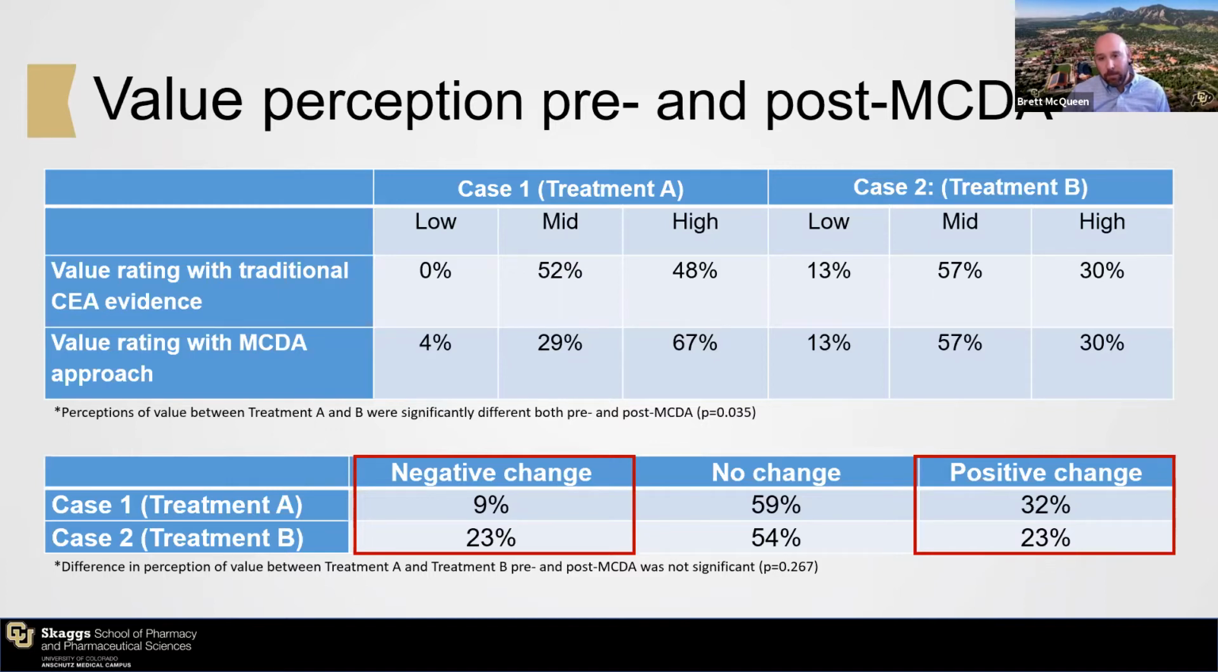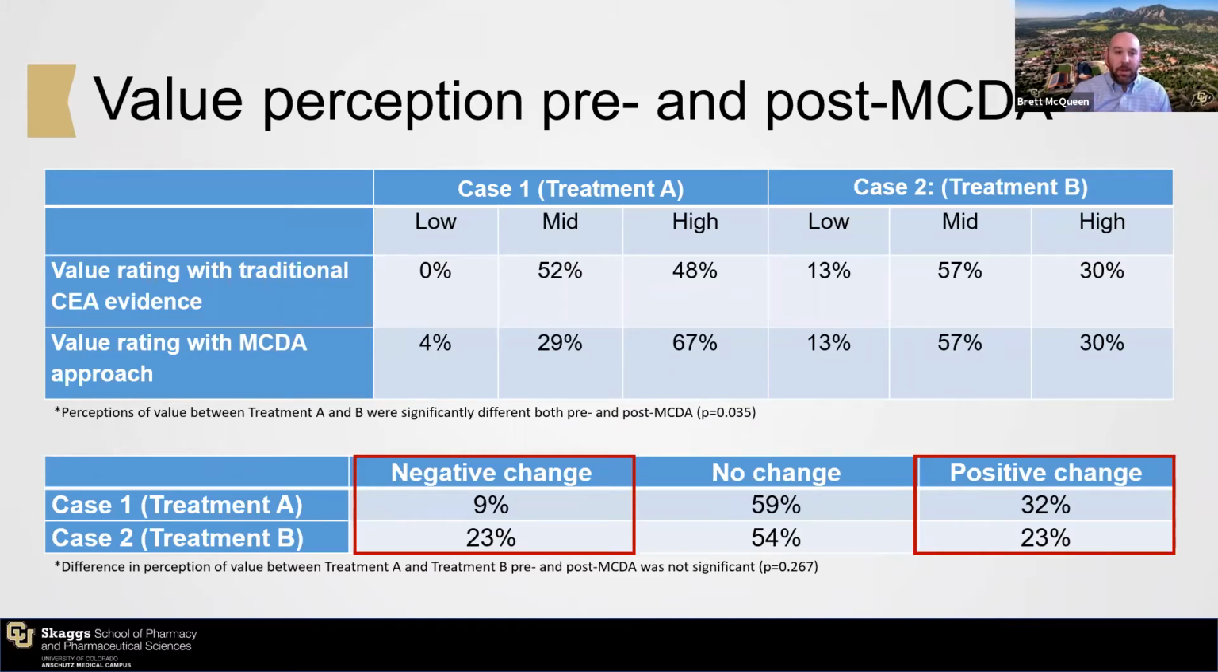And then we look over to treatment B and we see with traditional CEA evidence, there's more of a spread in the distribution of the perception of value. This is the migraine therapy. And then after MCDA, there was really no change in the distribution of the perception of value. So really treatment B didn't alter anyone's thinking, but it's important to note that there was a group that completely flipped. The same number of participants that voted for a positive change also voted for a negative change. So that distribution stayed the same, even though those people switched spots.